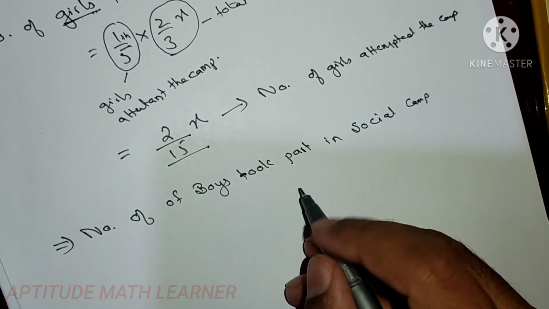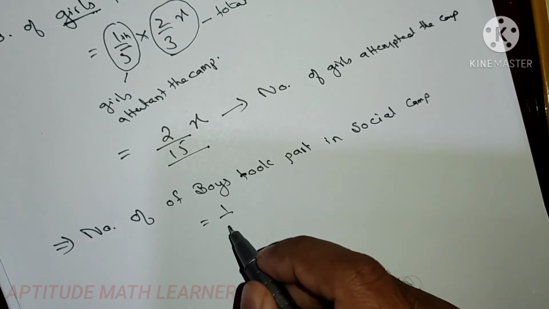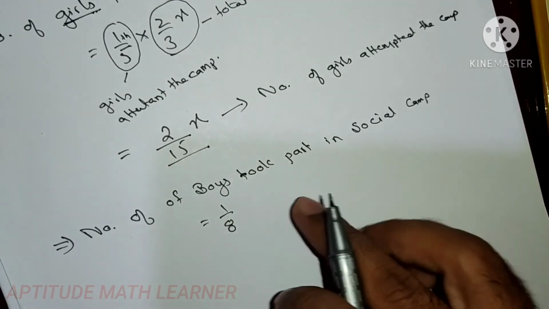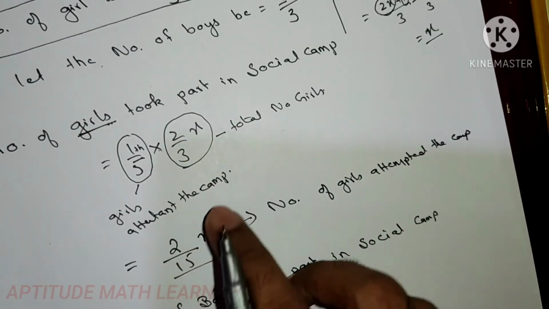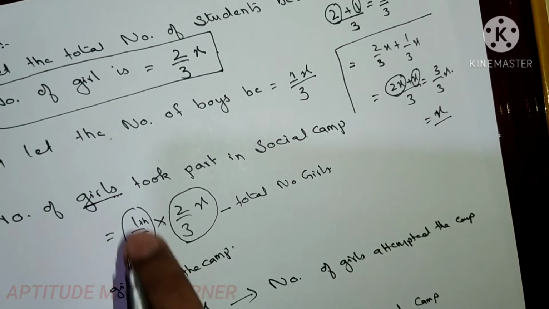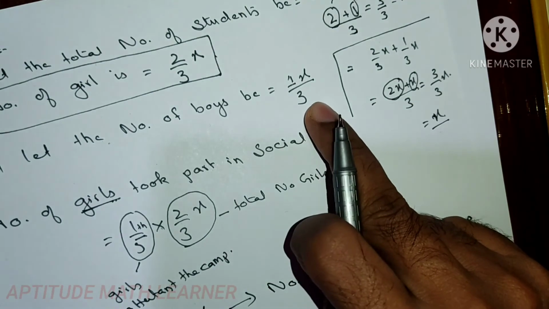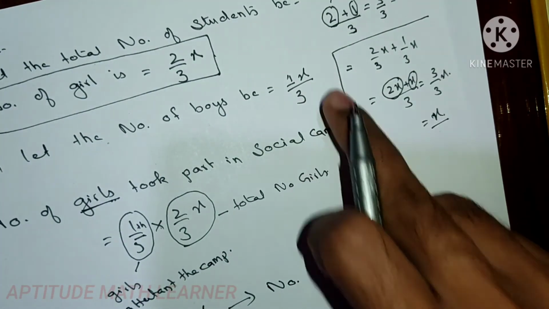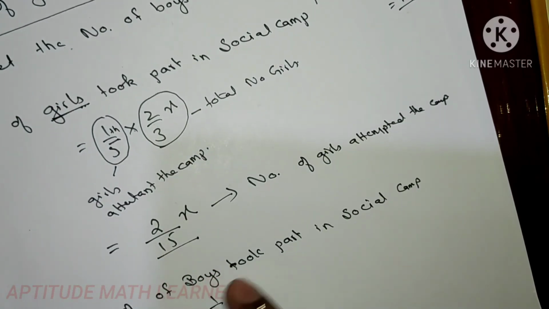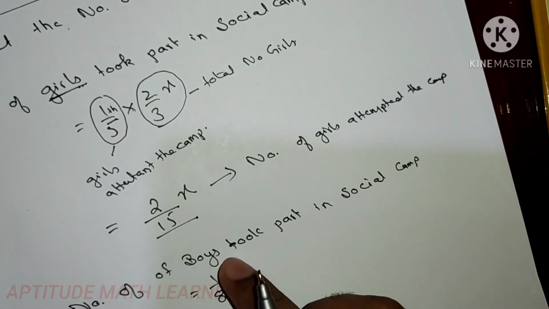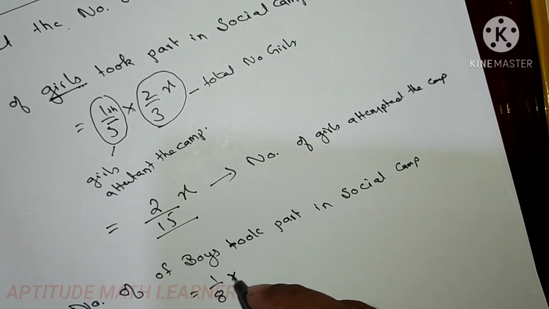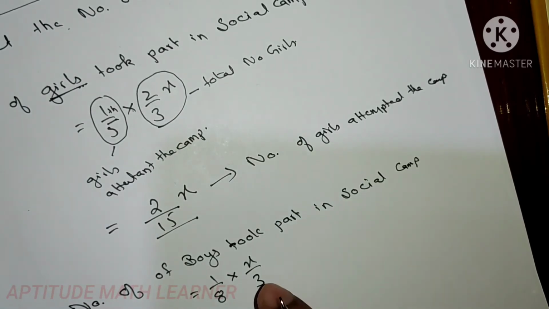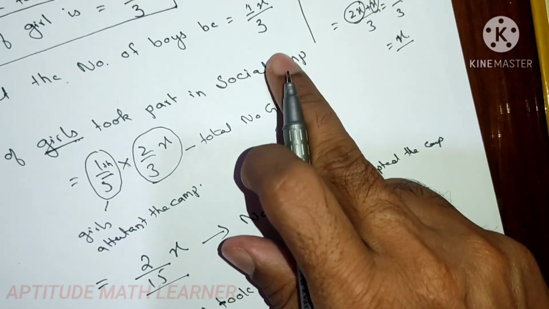How much? Is equal to 1/8 of the total boys. So we have the total number of boys x upon 3, and the number of boys who took part in the social camp is 1/4 among the boys. How many boys? x upon 3. We got x upon 3 from here.